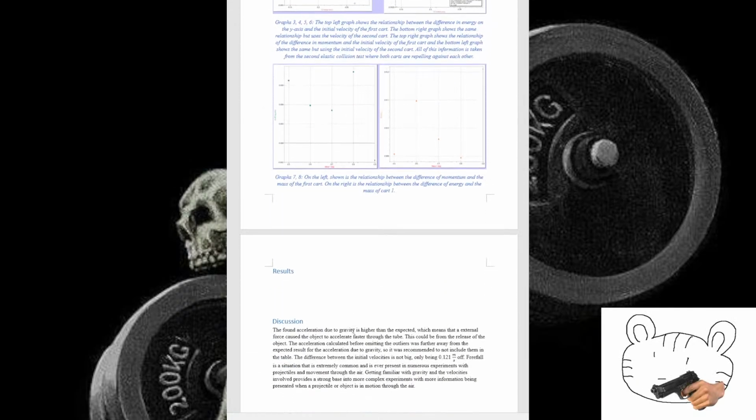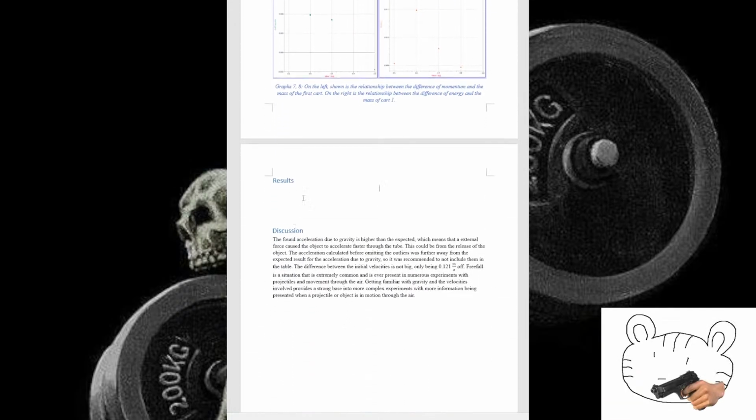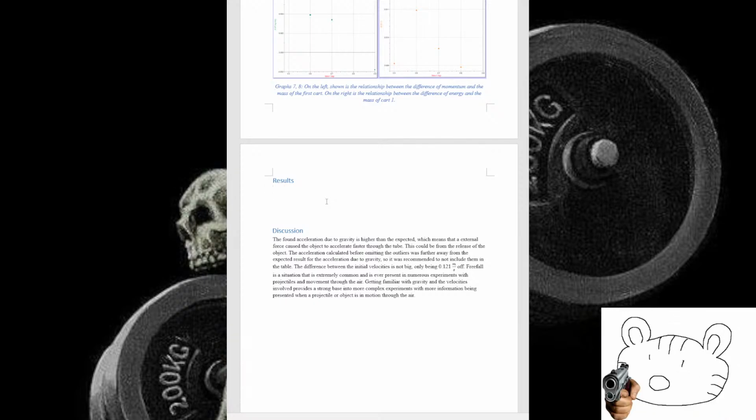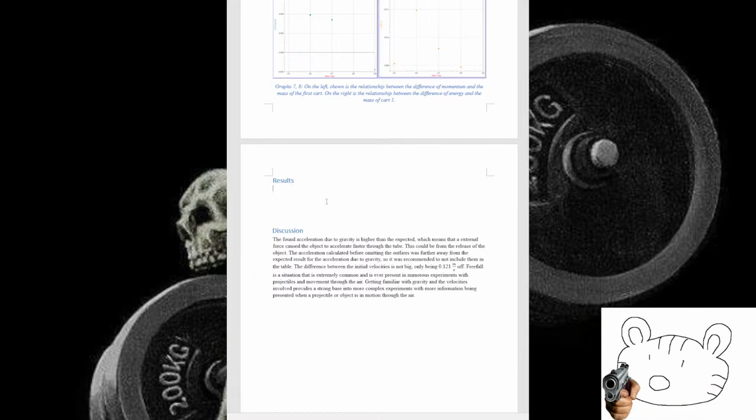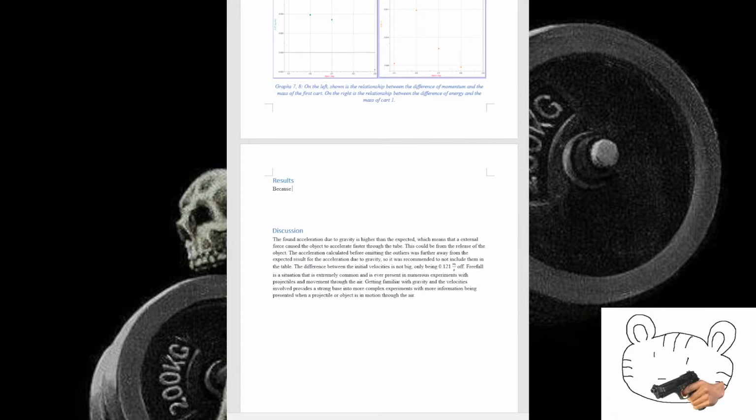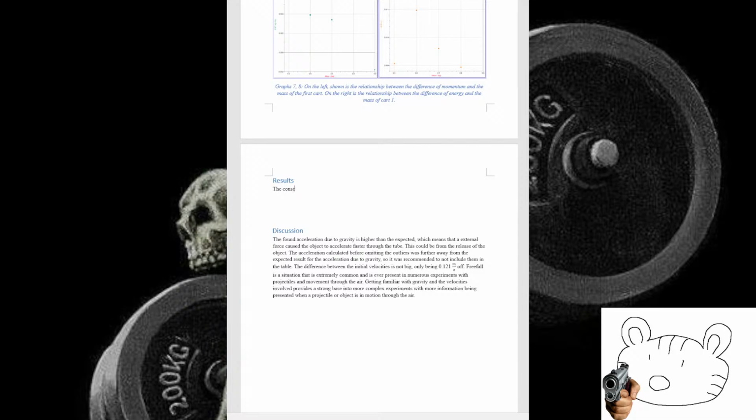So in the result we have to do, because the conservation of momentum, okay, I'm happy with what I'm doing.